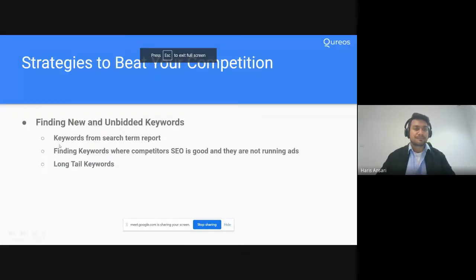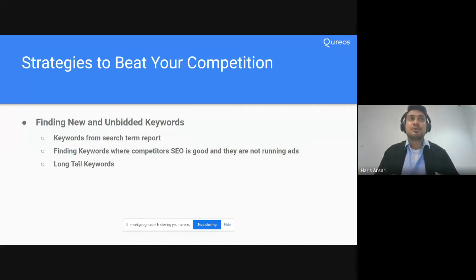The other thing is to find those keywords where competitor SEO is good and they're not running ads. If someone is ranking well on SEO, there's a general cycle where companies usually don't run search ads on it. You can take advantage of it. Just find out keywords where they are relaxed, where nobody's marketing, or they are on the top in organic search results. You can bid on those keywords and get the users from there to your platform.